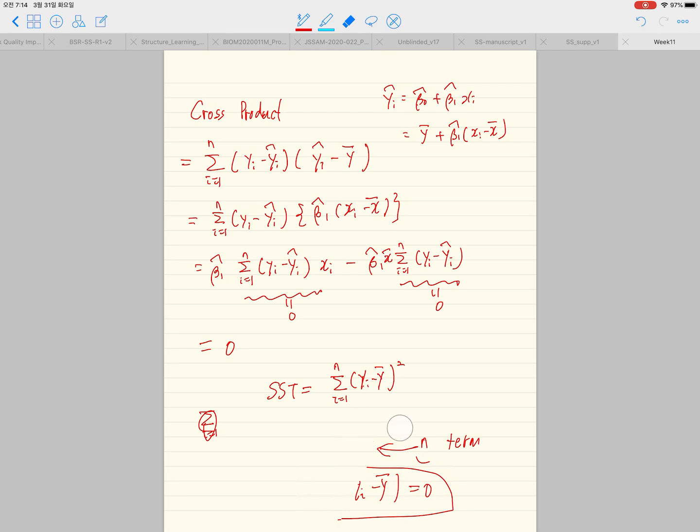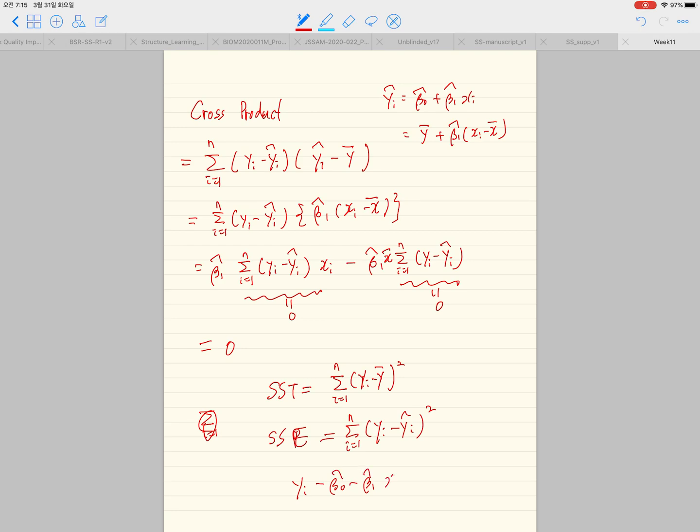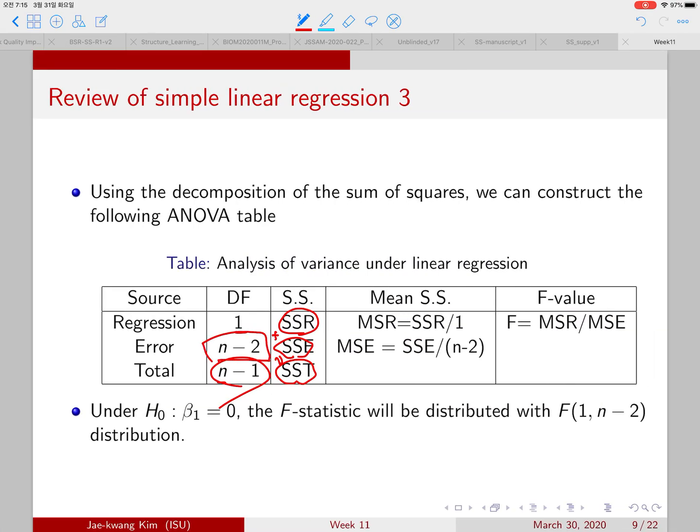In the same way, for SSE, the residual is y_i minus beta 0 hat minus beta 1 hat x_i. The residuals satisfy two constraints, the first constraint and the second constraint. So among n terms we have two constraints, and that's why we have n minus 2 degrees of freedom. That is the typical ANOVA decomposition, and the mean sum of squares is basically each sum of squares divided by its degrees of freedom.